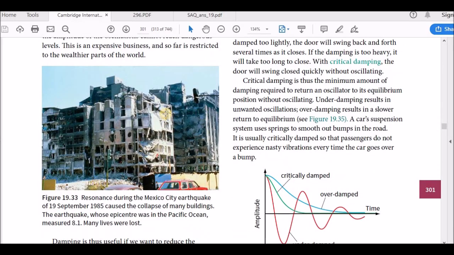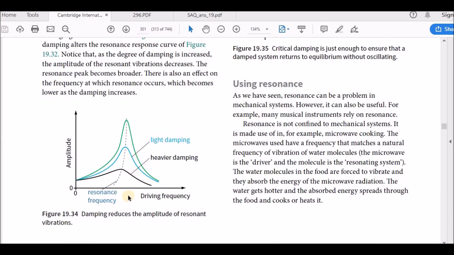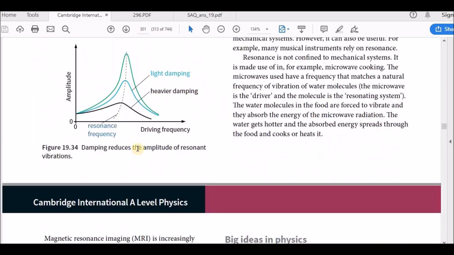Now you can see, if the building is not built in a way that it can withstand these earthquakes, that means without fixing dampers into that building, the building will collapse. But if the dampers are fixed, what will happen is that the amplitude of oscillation is reduced. You can see over here the black curve is used to indicate heavier damping. Here the blue line is used to indicate light damping. Now let's say we have this kind of original graph which is in green without damping. So damping reduces the amplitude of resonant vibrations.